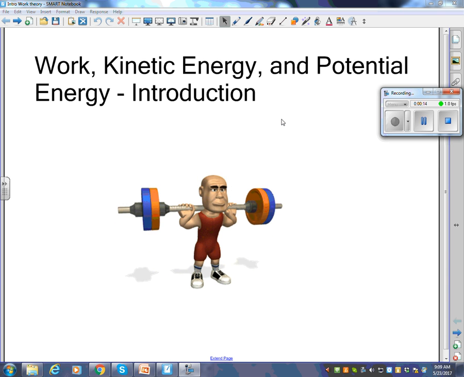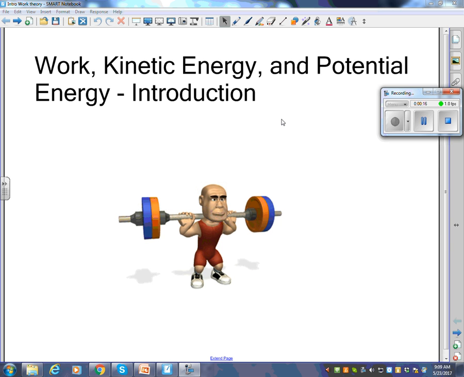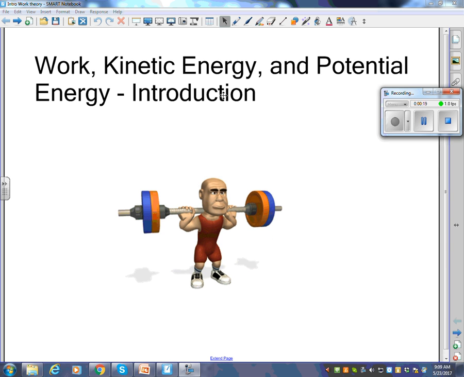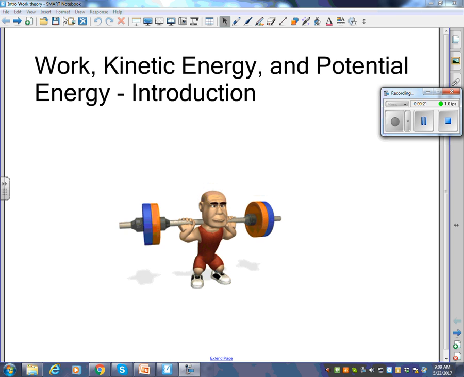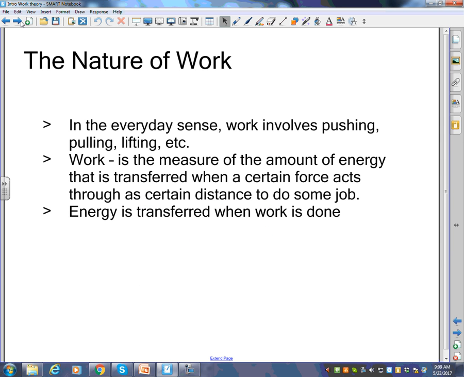So, work, kinetic energy, and potential energy. This is sort of an introduction. A lot of this will be stuff that I already covered yesterday or Friday. Okay, so the nature of work.